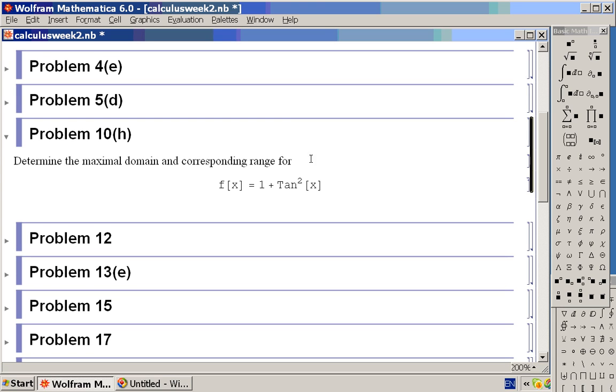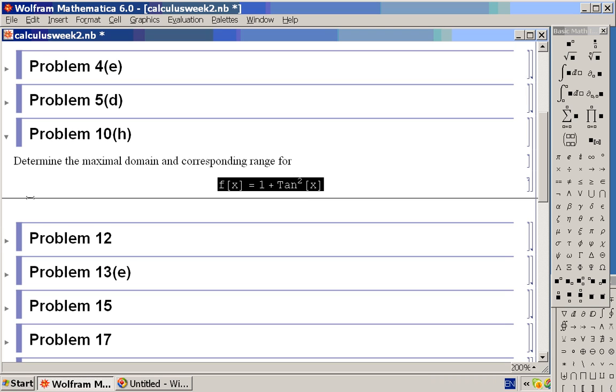Okay, the next problem on the agenda is problem 10H, which is to determine the maximal domain and the corresponding range for this function here. F of x is 1 plus tan squared x. So let's start off with the maximal domain.